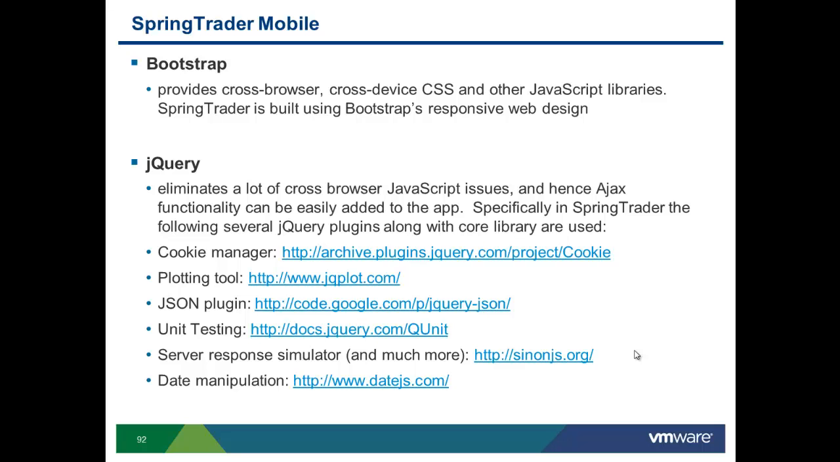Bootstrap provides cross-browser and cross-device compatibility, and jQuery eliminates a lot of cross-browser JavaScript issues, and hence AJAX functionality can be easily added to the application. Specifically in SpringTrader, the following several jQuery plugins along with core libraries are used: Cookie Manager, Plotting Tool, JSON plugin, unit testing, server response simulator, and date manipulation.